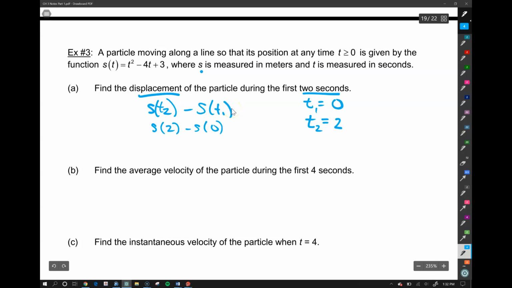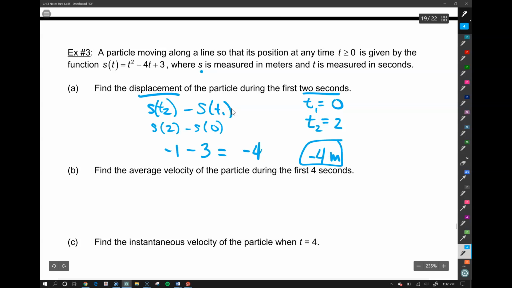Okay, so let's go ahead and plug in. What is S of 2? 4 minus 8 plus 3. -4 plus 3 is -1. How do you know that? Minus 3 equals -4. So the displacement is -4 meters.